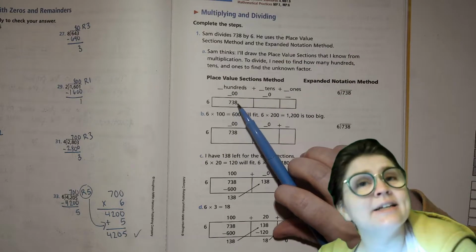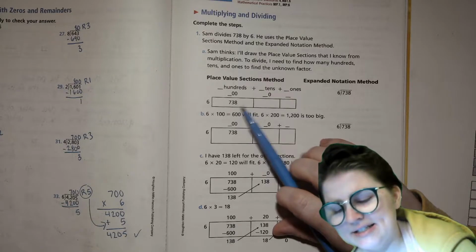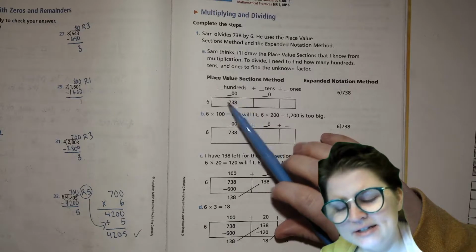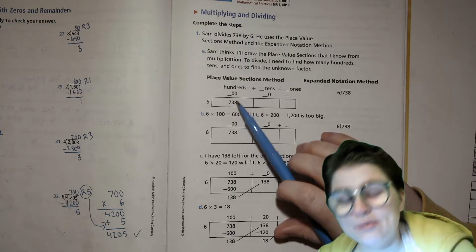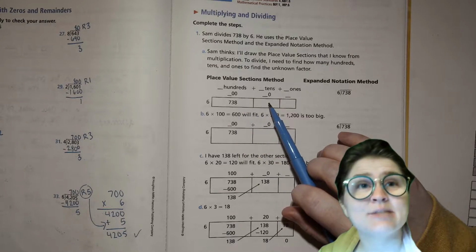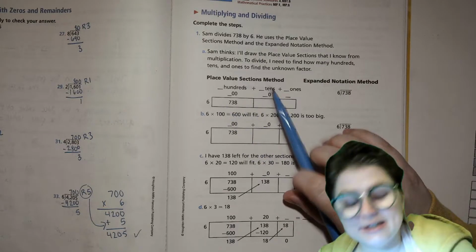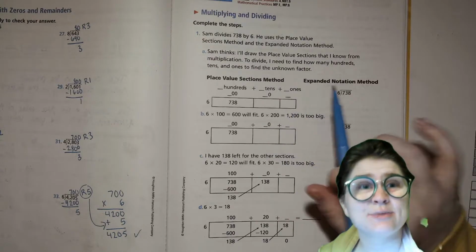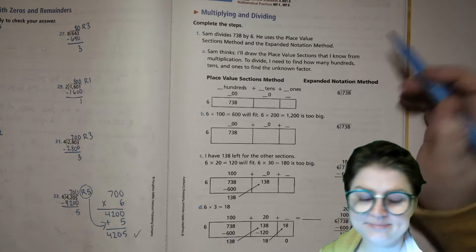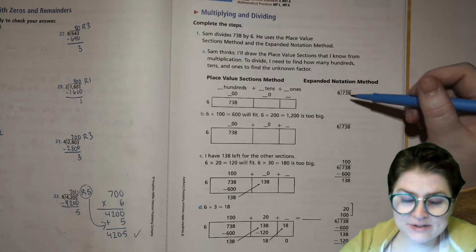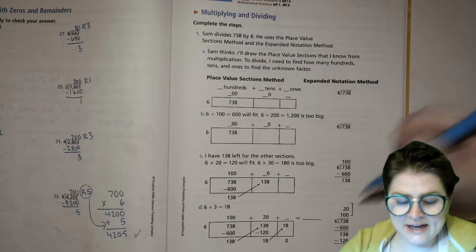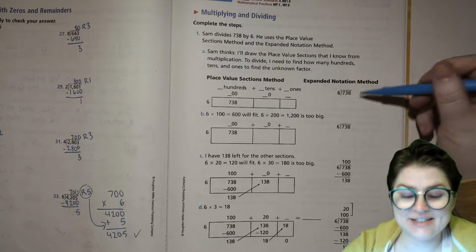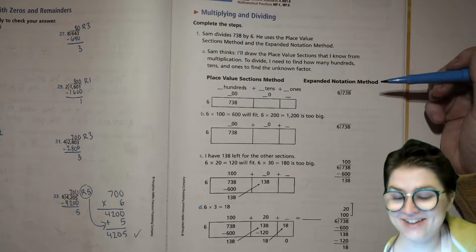He has his dividend inside that first box. And what we're going to do is figure out how many hundreds we need to get pretty close. We'll find the difference and bring that into the tens box. And then we'll find out how many tens we need, and we'll find the difference and then bring that into the ones box. Okay, and then if there is a remainder, we'll just put the remainder at the end. Similar here, we're going to find out how many hundreds, how many tens, and how many ones we'll need multiplied by 6 to get 738. All right, let's get started.